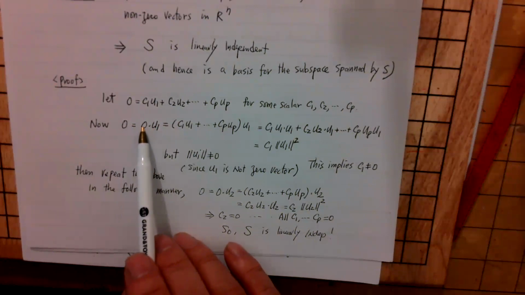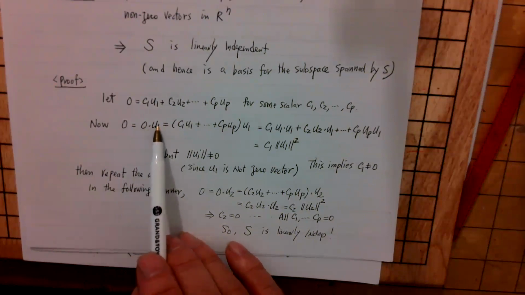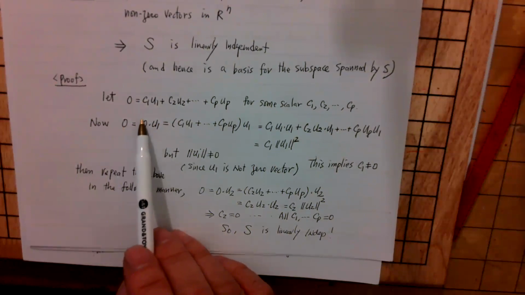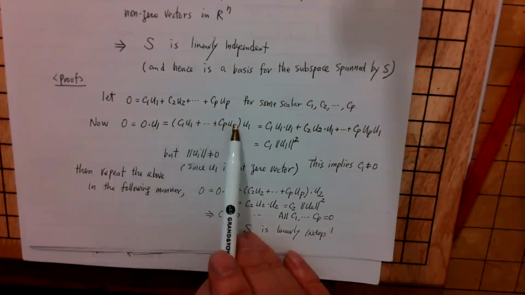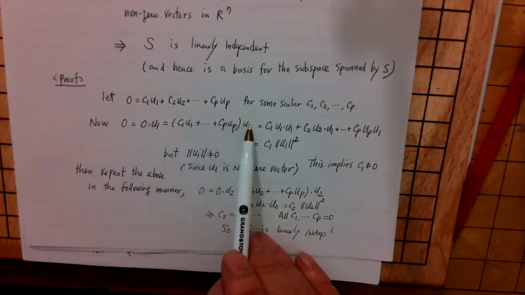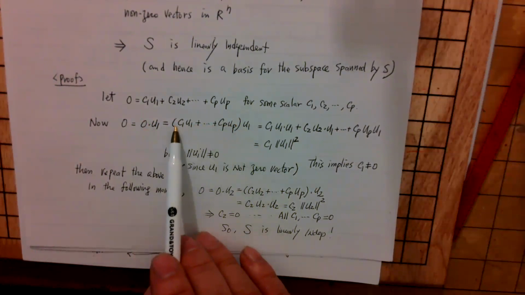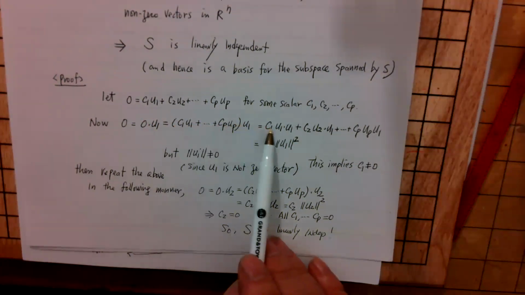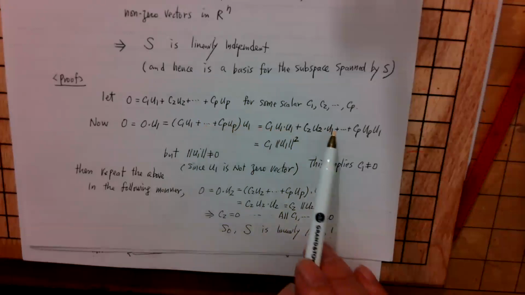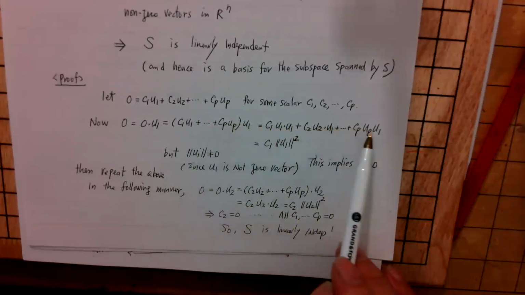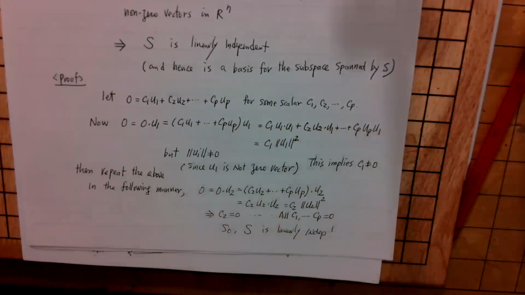Because if it is 0, then the inner product with any vector should be 0. But I can rewrite 0 as (c1 u1 plus all the way up to cp up) times u1. And I expand it: c1 u1 times u1, plus c2 u2 times u1, plus all the way up to cp up times u1. And what do you know about an orthogonal set?